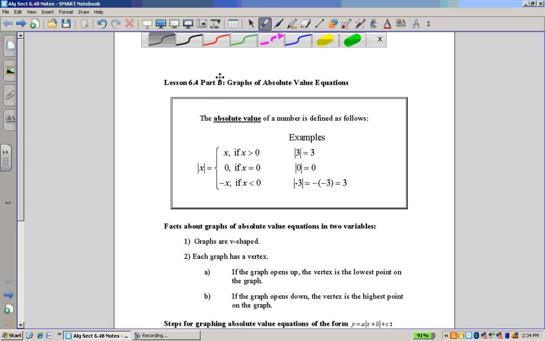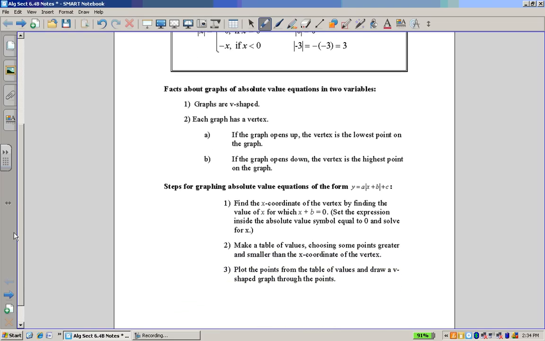Today we're going to be looking at graphing absolute value equations in the coordinate plane, that is, two-variable absolute value equations. So what we're going to do, we know that the absolute value, we've broken it down like this as before.